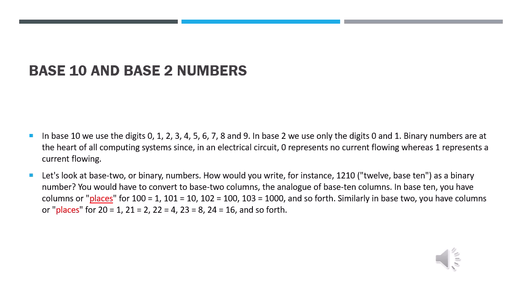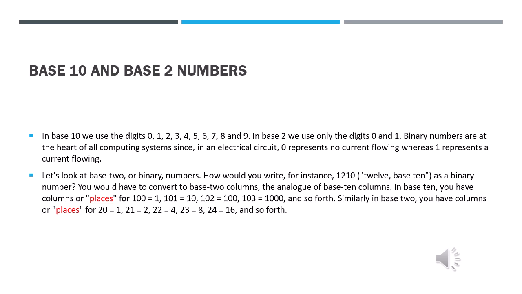Let's look at base 2, or binary numbers. How would you write, for example, 1 to 10 from base 10? As a binary number, you would have to convert the base 10 columns to base 2 columns. In base 10, you have columns or places for 10^0 equal to 1, 10^1 equal to 10, 10^2 equal to 100, 10^3 equal to 1000, and so forth. Similarly, in base 2, you have columns or places for 2^0 equal to 1, 2^1 equal to 2, 2^2 equal to 4, and so on.